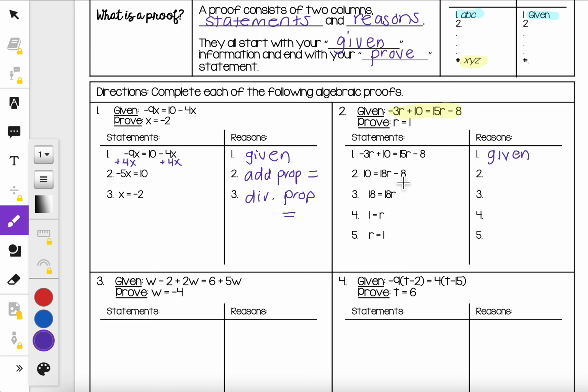From my first to my second step, I see that I had this negative 3r, and now that's not on my left-hand side anymore. So I had to add that 3r to both sides. This is my addition property of equality. Then from step 2 to step 3, I added 8 to both sides, so that's addition again. And then I have 18 equals 18r. I can divide both sides by 18. That's my division property.